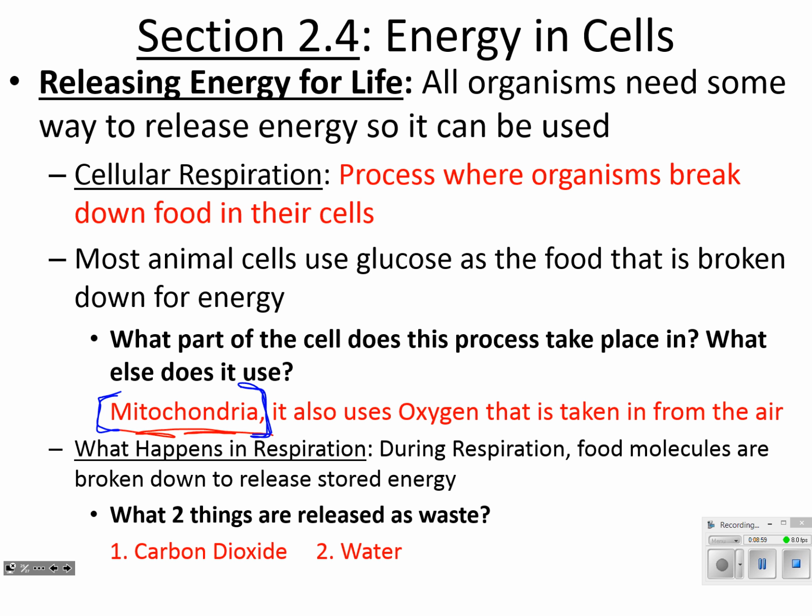So respiration takes the sugar. That's what this is. And that glucose is sugar, which is C6H12O6. So during respiration, that sugar that was made in photosynthesis is used along with oxygen in the mitochondria to provide energy for the organism. During respiration, food molecules are broken down, it releases the energy that's in there, and then it also releases two things, one of them being carbon dioxide and the second being water.